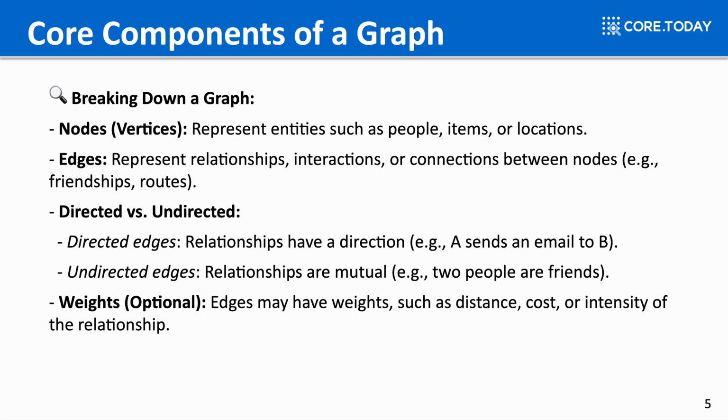Every graph consists of two main components, nodes and edges. Think of nodes as dots and edges as the lines connecting them. For example, in a map, cities are nodes and roads between them are edges. Directed edges are like one-way streets, while undirected edges are like two-way streets. Weighted edges are useful when some connections are more important or costly. Imagine a flight network where the edge weights could represent ticket prices or travel time. Understanding these basic components sets the foundation for all graph analysis.